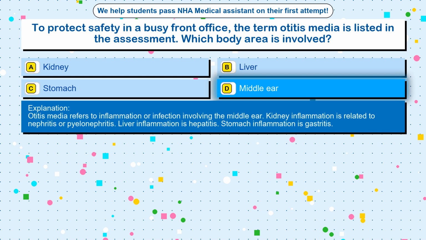Otitis media refers to inflammation or infection involving the middle ear. Kidney inflammation is related to nephritis or pyelonephritis. Liver inflammation is hepatitis. Stomach inflammation is gastritis.